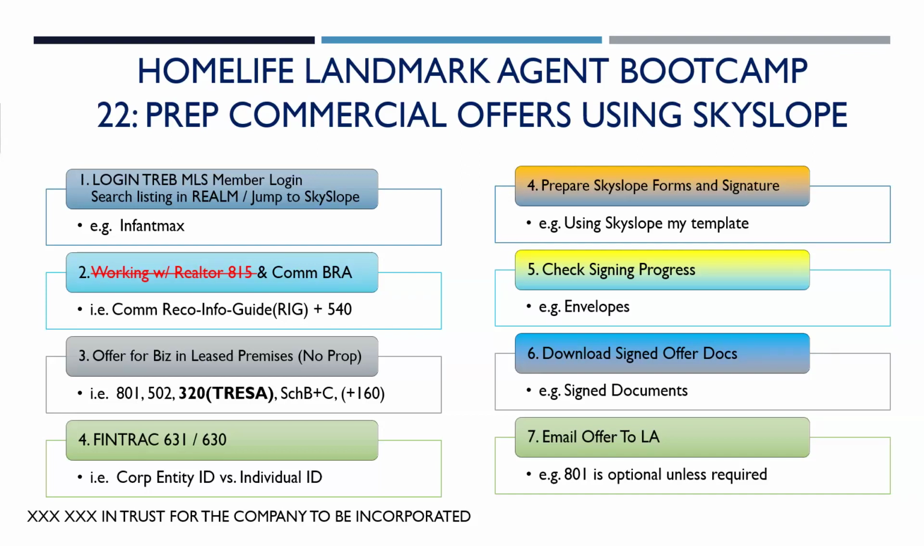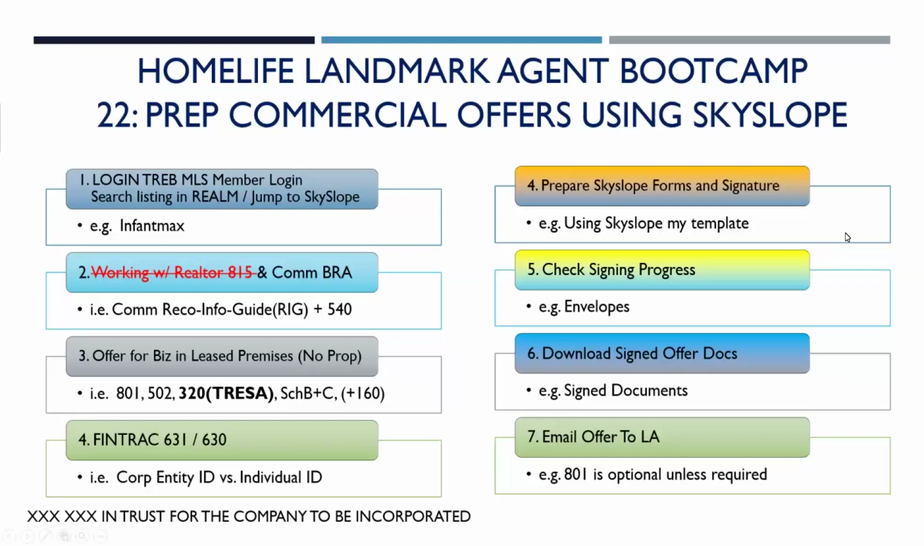If you try to identify the company, you will use the 631. But if somebody uses their own personal name as the buyer, you would say something like John Smith in trust for a company to be incorporated. In my case, I use my own name to simulate this.